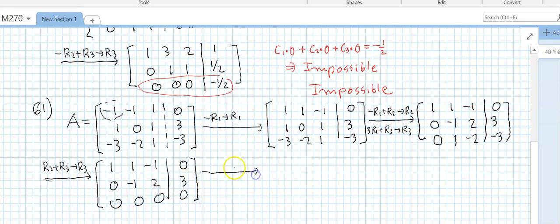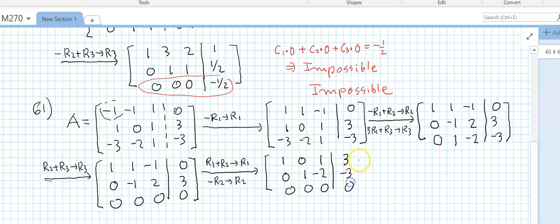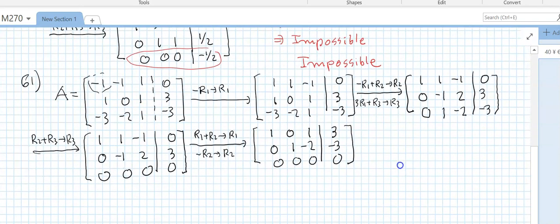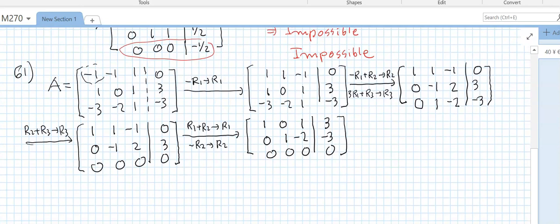Now I'm going to add, how about R1 plus R2 goes to R1. So what that means here is 1, 0, 1, and 3. And then negative R2 goes to R2: 0, 1, -2, -3, and 0, 0, 0, 0. So we have reduced row echelon form.